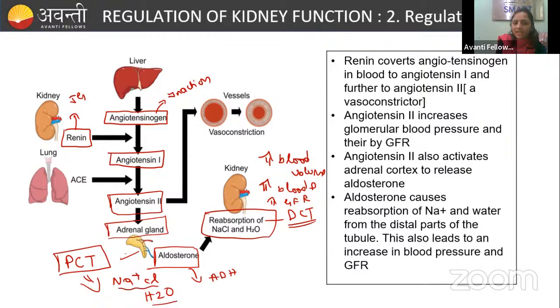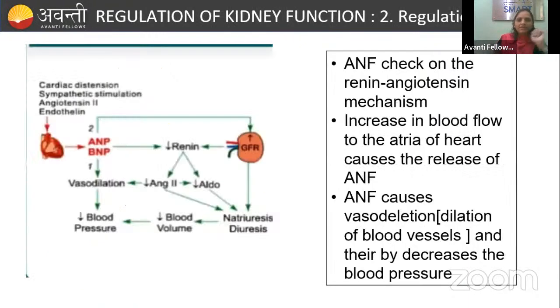This is about the RAS mechanism, and it will lead to an increase in the blood volume, an increase in the blood pressure, and the glomerular filtration rate. And sometimes what will happen, this RAS mechanism is increased more. Due to this, the blood pressure and blood volume are increased. Due to that, it creates pressure on the heart wall. Due to that, the heart wall produces one of the factors, that is the atrial natriuretic factor.